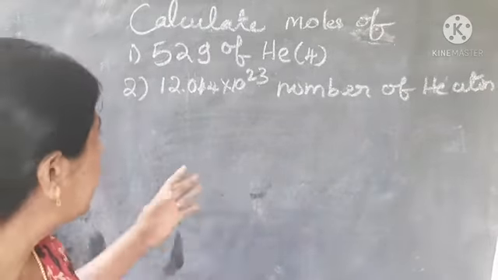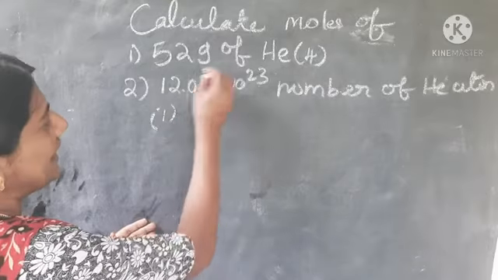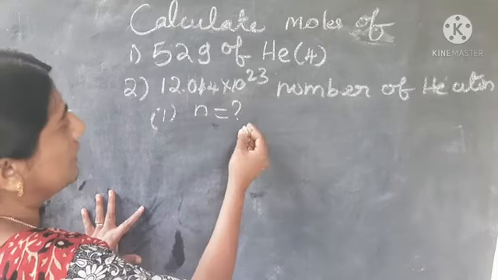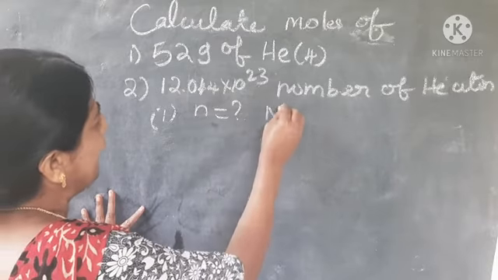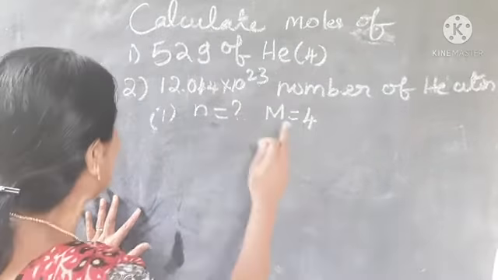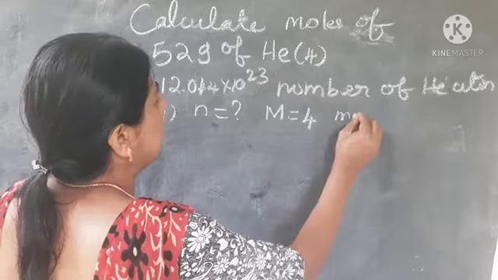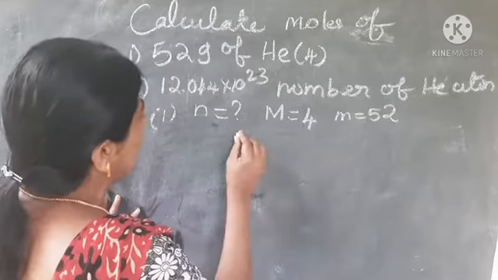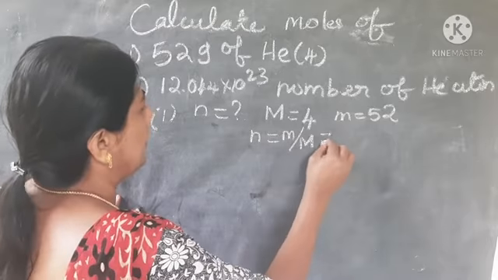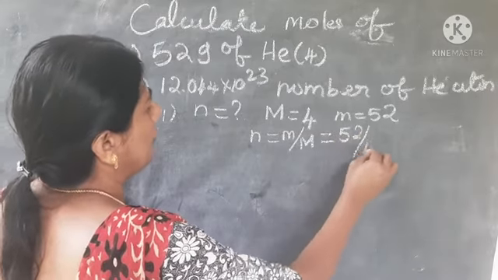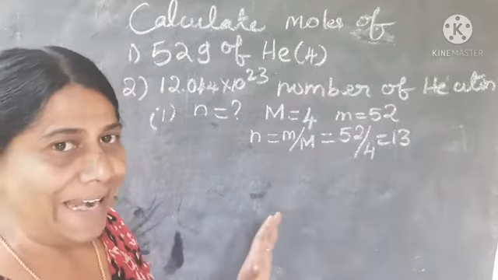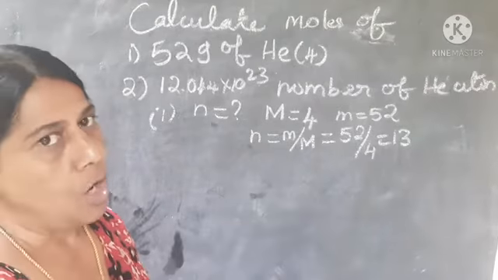For the first case, which data is given? n is asked to find out, and capital M is given as 4, that is the molar mass of helium. Then small m is given, that is 52. So which formula can I choose? n is equal to small m by capital M. So 52 by 4 is equal to 13. Keep in your mind always, n is a constant.